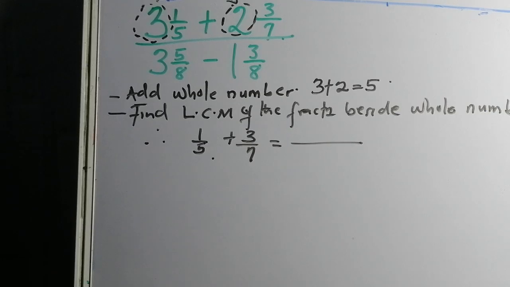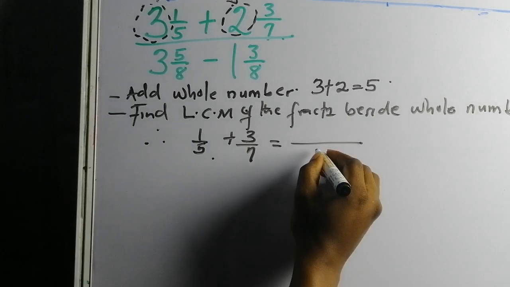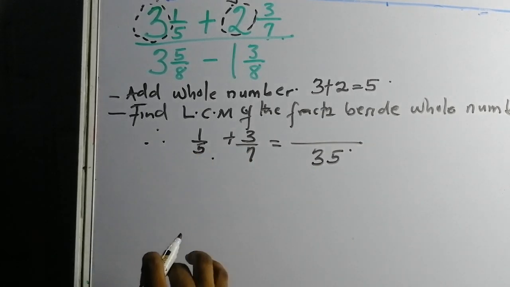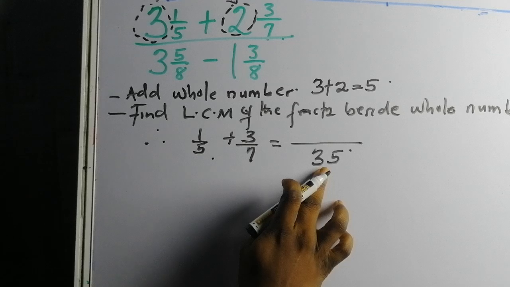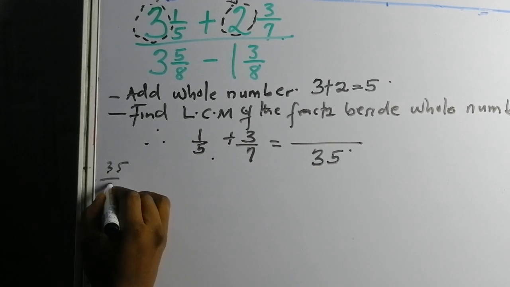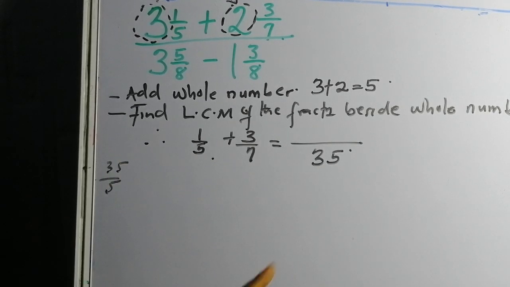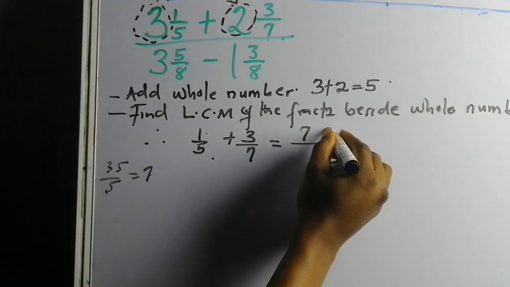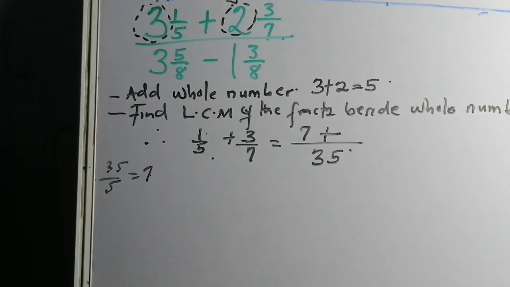5 can go in, and can 7 go in 35? 7 times 4 is 28, so 7 times 5 is 35. So we can use 35. So if you look at this one, 35 divided by 5 is 7. 7 times 1 is 7. That is LCM in mathematics, please. It's part of the simple parts in mathematics.